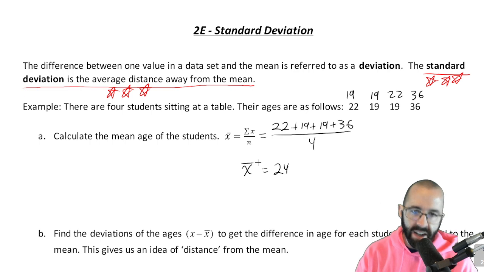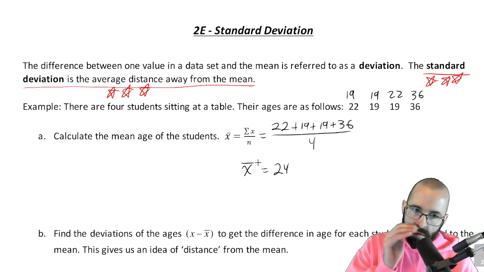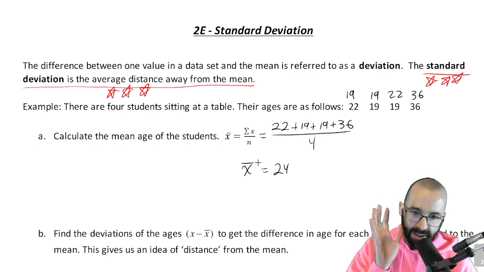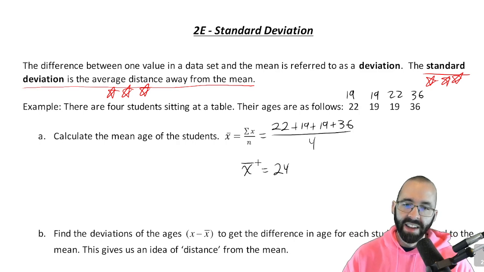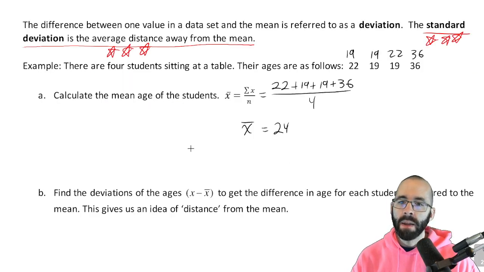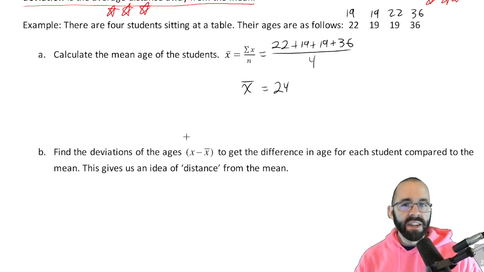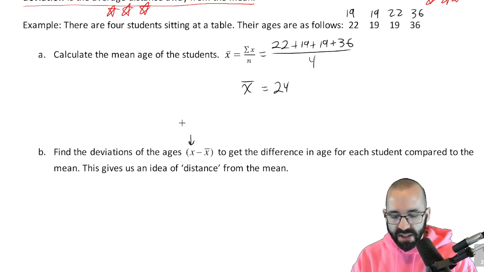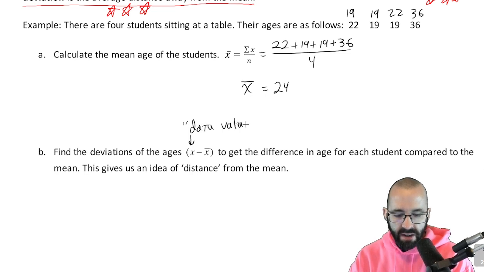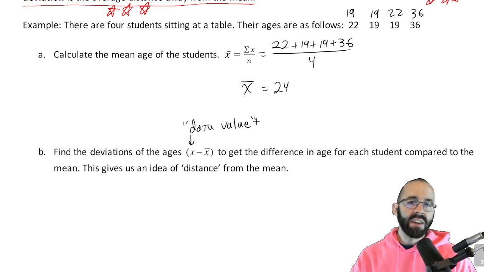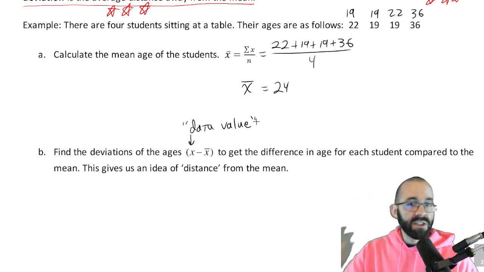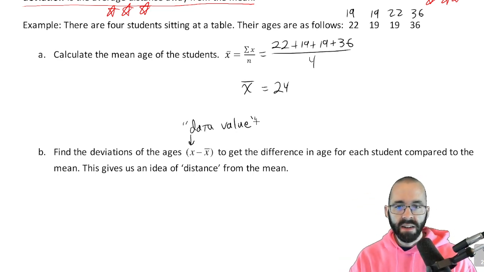We need to find the standard deviation, which is the average distance from the mean. I'm going to say that a million times. So we needed the mean. Now we're going to find all the deviations. How far is each data value? Again, anytime you see X, think data value. We need to find out, okay, how far is each data value from that mean? So let's find them all out.